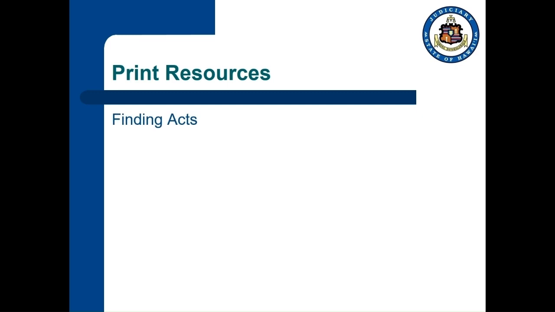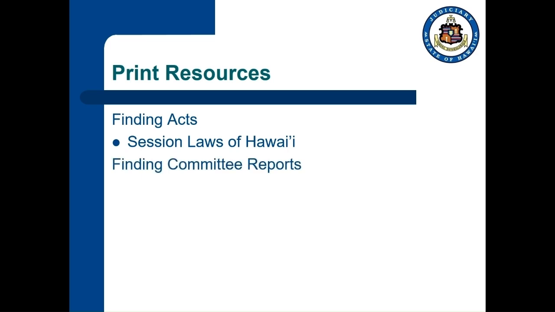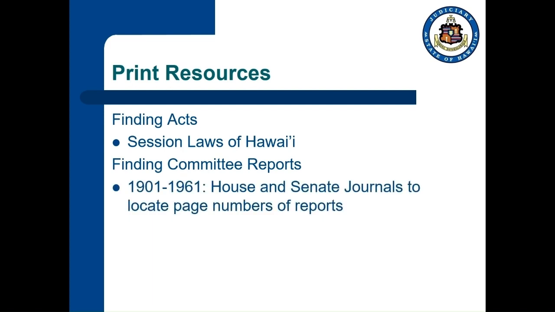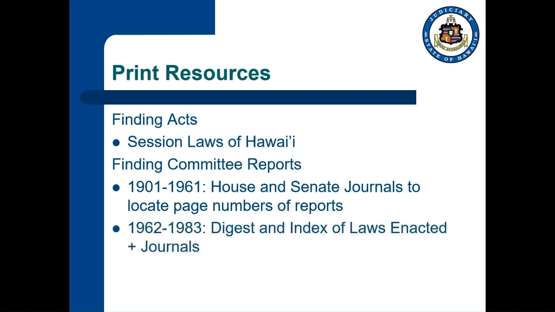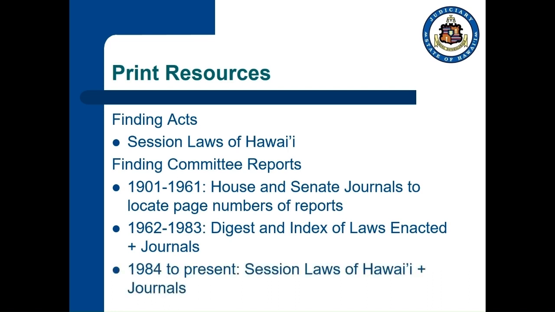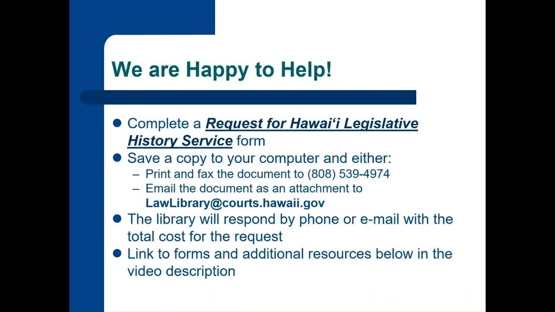For finding acts using print resources, you would refer to our physical copies of the Session Laws of Hawaii. For finding committee reports, there would be more variance depending on the time period you're interested in. If the act was passed between 1901 and 1961, you would use the House and Senate journals to locate the page numbers of reports. If it was between 1962 and 1983, you would need to use the Digest and Index of Laws Enacted, plus the House and Senate journals. And if it was from 1984 to present, you would use the Session Laws of Hawaii plus the House and Senate journals.